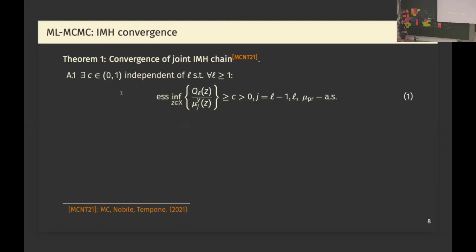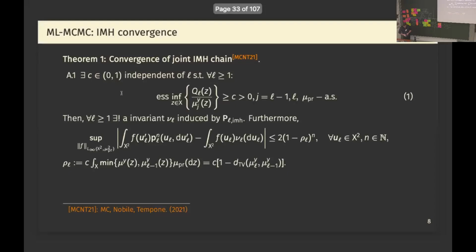Okay, so some of the things that we focused the most on was getting some theoretical results for this. So I'm just going to present a couple of results that we got. The first one is regarding the convergence of the joint IMH chain. So we have that if there exists a C independent of the levels such that this minorization condition holds, meaning that the proposal has fatter tails than the target posterior.